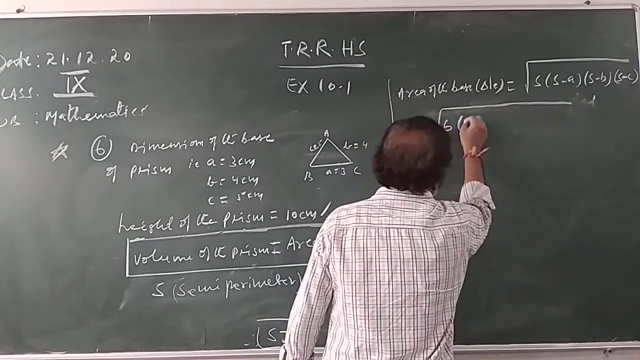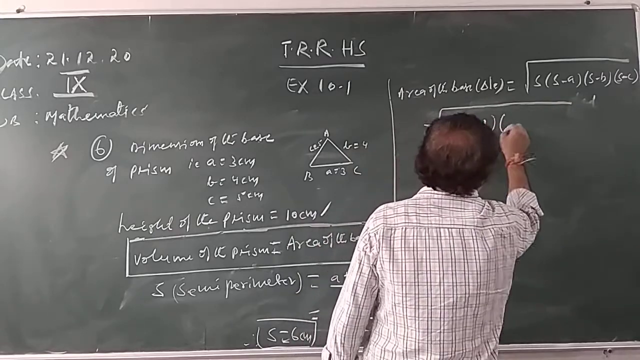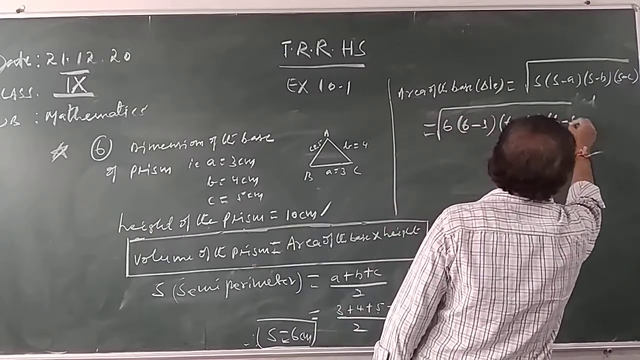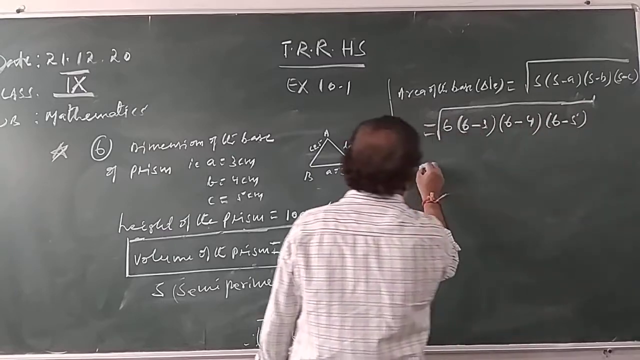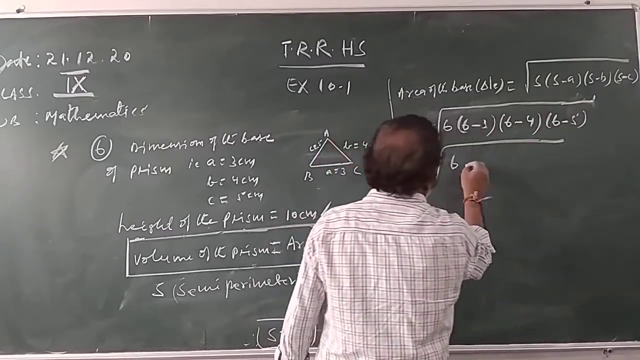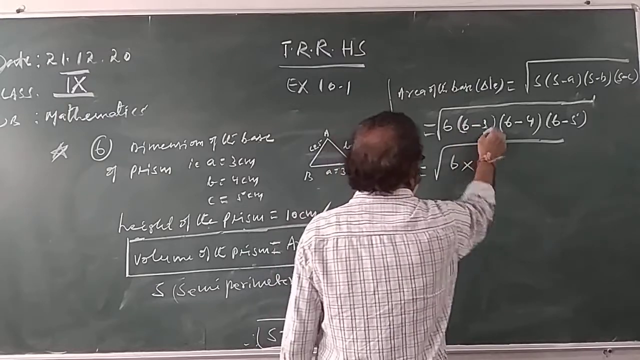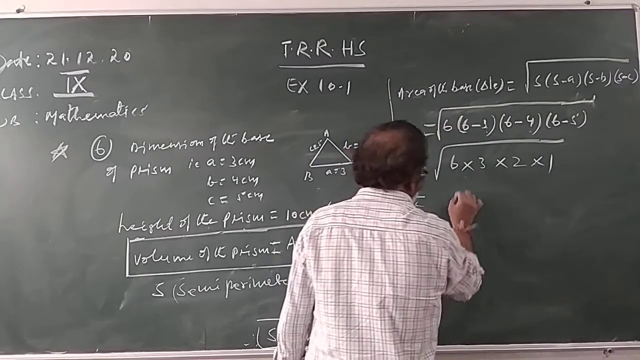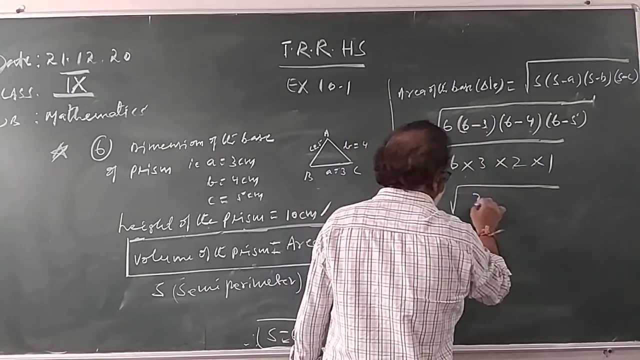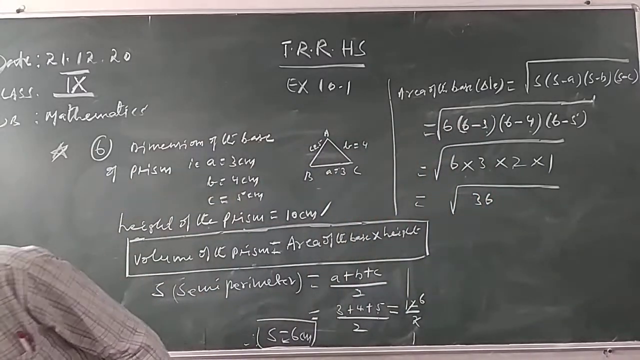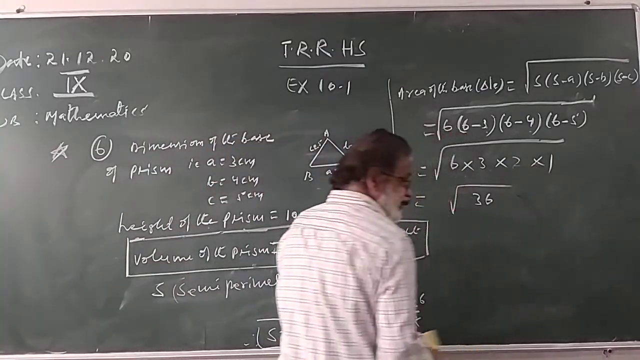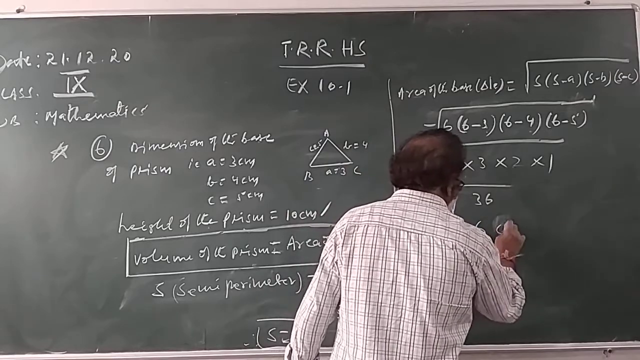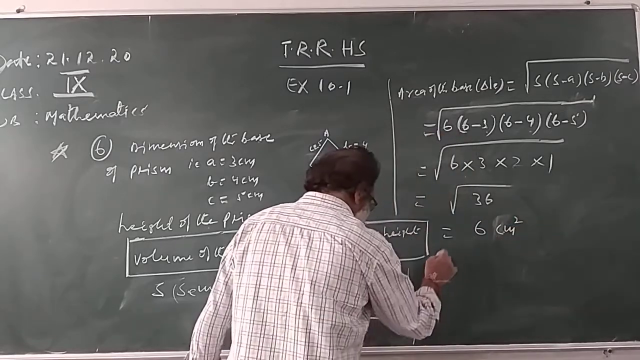Root of s into s minus a, 6 minus 3, s minus b, 6 minus 4, s minus c, 6 minus 5. Like this. Now 6 into 6 minus 3 is 3, 6 minus 4 is 2, 6 minus 5 is 1. Root of 6 times 3 is 18, 18 times 2 is 36. Square root of 36. What is the square root of 36? 6 sixes are 36. The square root of 36 is 6 square centimeters. This is the area. Now we can find out the volume.